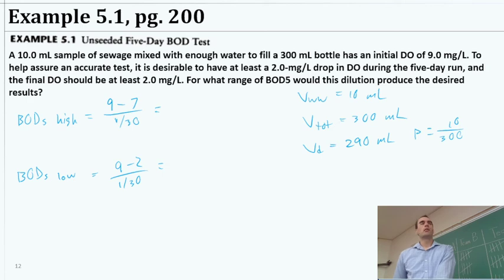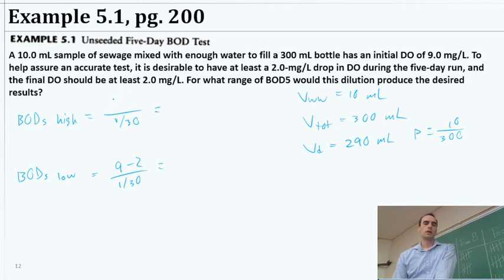Okay, so here's the approach to take. For the high mark, that's going to be the highest amount of oxygen removed that we can do. I did a quick calculation for the dilution factor. The problem told us we had 10 milliliters of the sewage sample in a 300 milliliter total bottle. So that's 10 over 300, or 1 over 30, is our dilution factor. And for the low mark, we said we can't go below 2. So we could have just written 2 here. That would be fine. 9 minus 7 is 2.